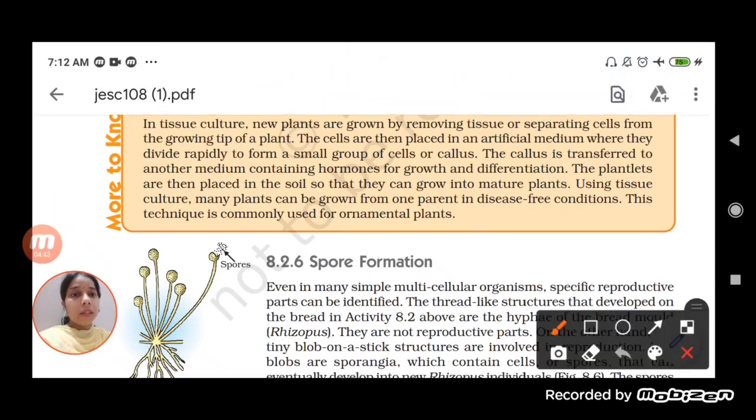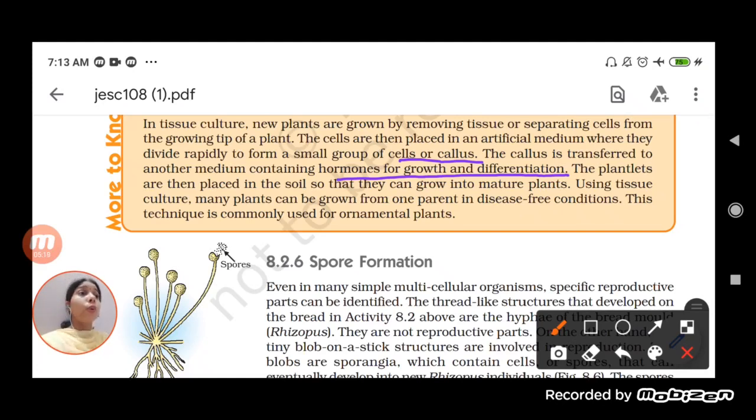See here it is written, it is also called as a cells or callus. Now this callus is transferred to another medium, that medium consisting of hormones for growth and differentiation. Afterwards, students, we are going to keep this group of cells, or callus, into one medium. We will provide sufficient nutrients and sufficient hormones to it, where the proper growth and differentiation take place.